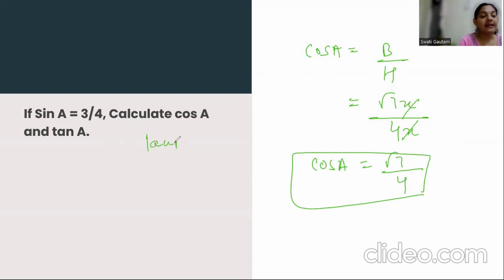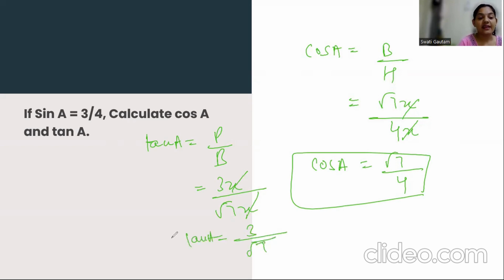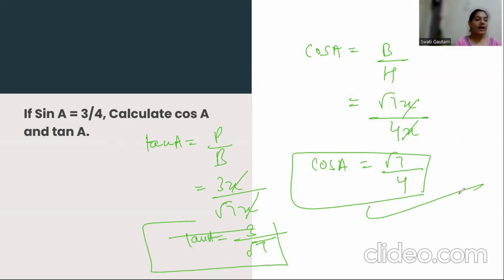And what is tan A? Tan A is perpendicular upon base. What is perpendicular? 3x. And what is base? Just you have found out, under root 7x. So x will cancel out and it will become 3 by under root 7. Okay, so this is tan A, right? So tan A is 3 by under root 7 and cos A is equal to under root 7 by 4. So these are the values, okay?